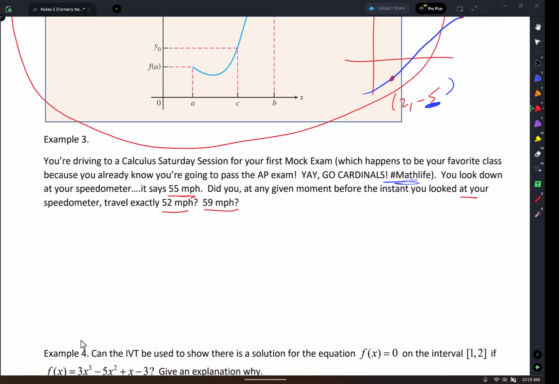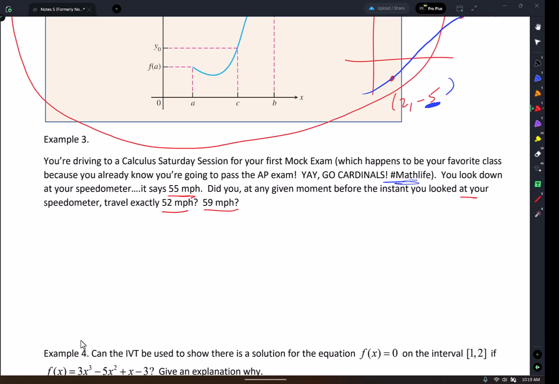Did you at any time go 59 miles per hour? No. Maybe, but is it guaranteed? No. That's what the Intermediate Value Theorem says. Maybe you hit it, I don't know, but you definitely hit every value between 0 and 55. That's all it says. How do you know that? Because the only way you can hit 55 miles per hour is if you pass 52 miles per hour.